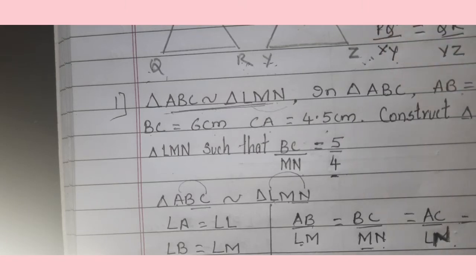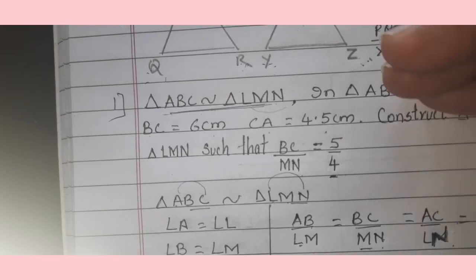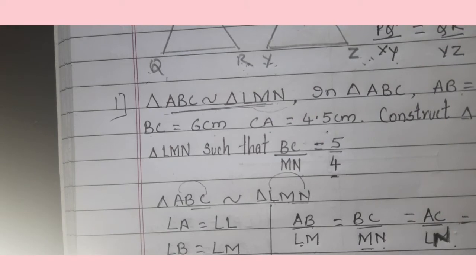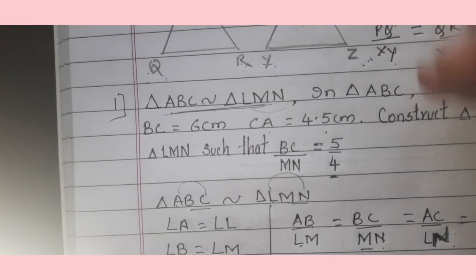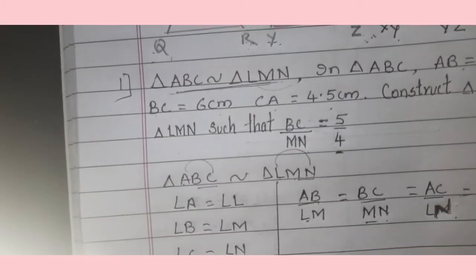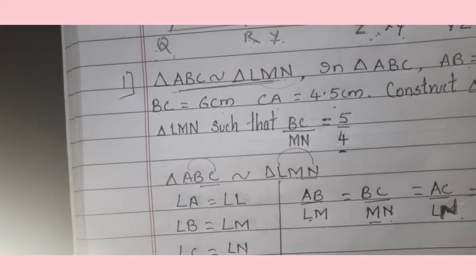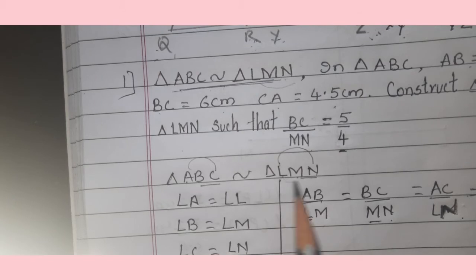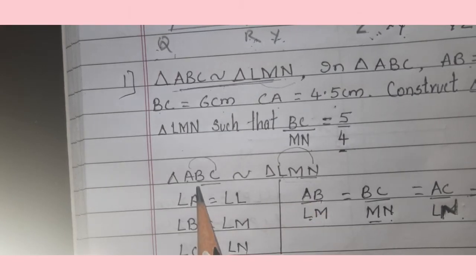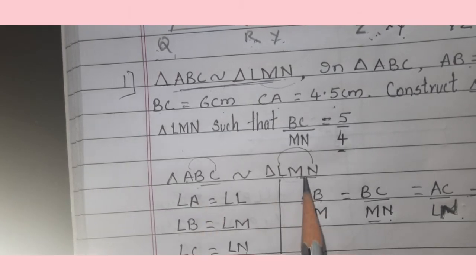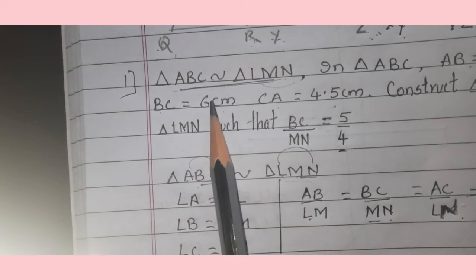The angle, two sides may also be given, or two base angles and a side may be given. In that way, we have to construct the given triangle. So we'll go with these two triangles first. LMN sides we have to calculate. We know that triangle ABC is similar to triangle LMN. It's already given over there.